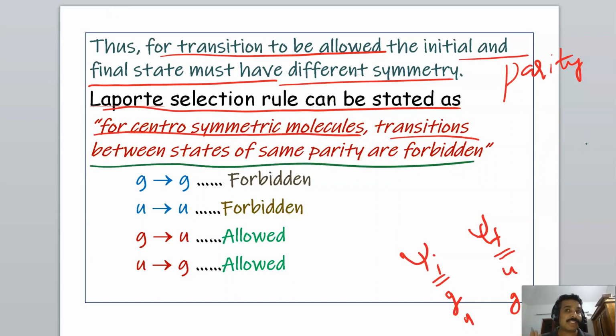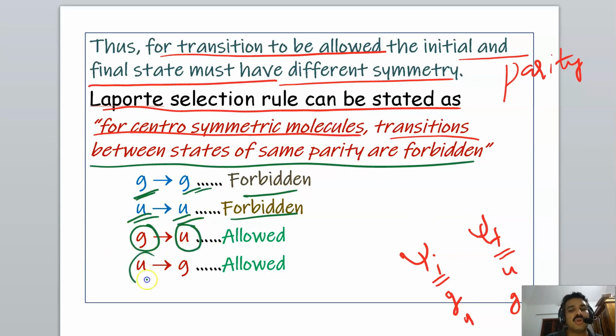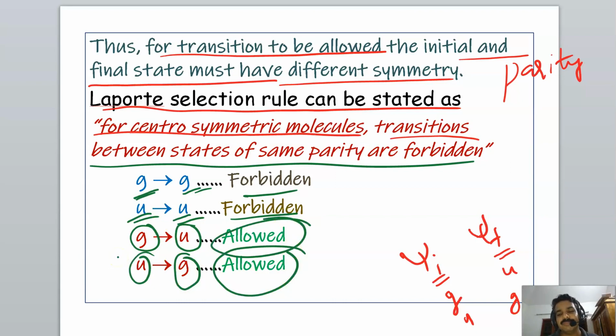The Laporte selection rule is very simple. It states that for a centrosymmetric molecule, electronic transitions between states of the same symmetry or the same parity are forbidden. That is, a G to G transition is forbidden, and a U to U transition is forbidden. Only G to U or U to G transitions are allowed. Very simple. That is the Laporte selection rule.